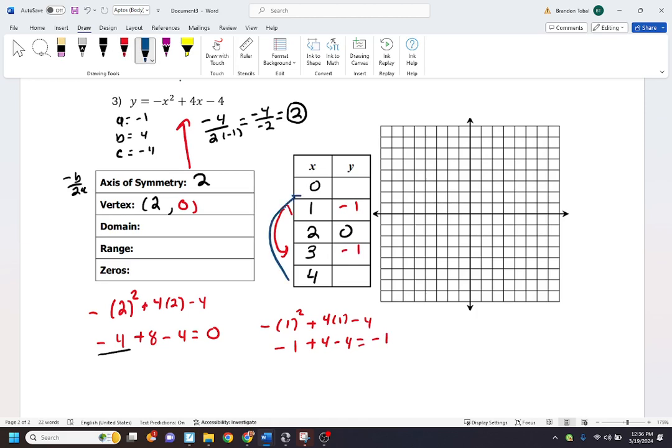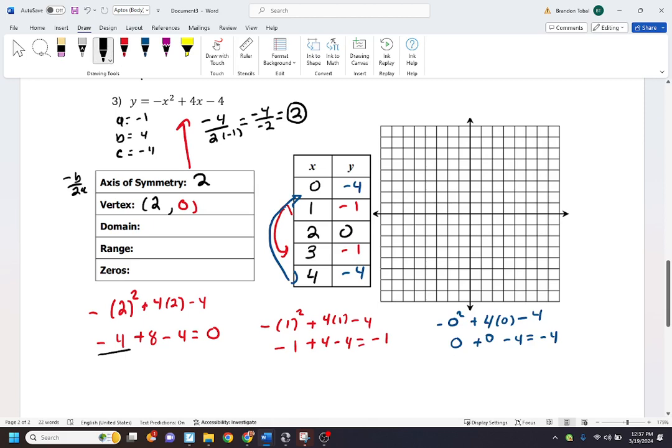Again, we're going to do it again. 0 or 4. 0 is a little easier, so I'm going to plug in 0. Negative 0 squared times 4 plus 0 plus 4, or, I'm sorry, minus 4. So 0 plus 0 minus 4 equals negative 4. Minus 4 minus 4.